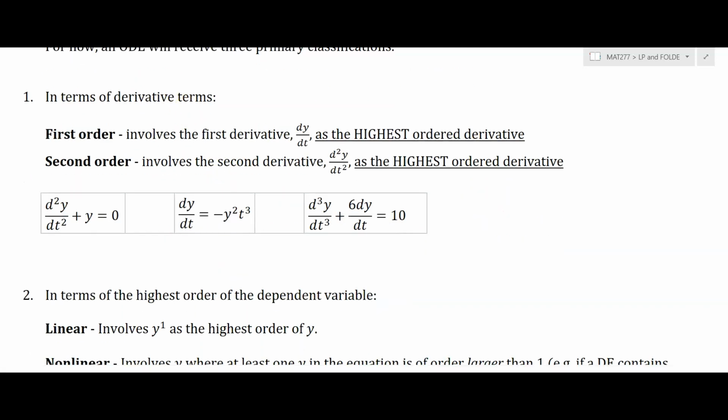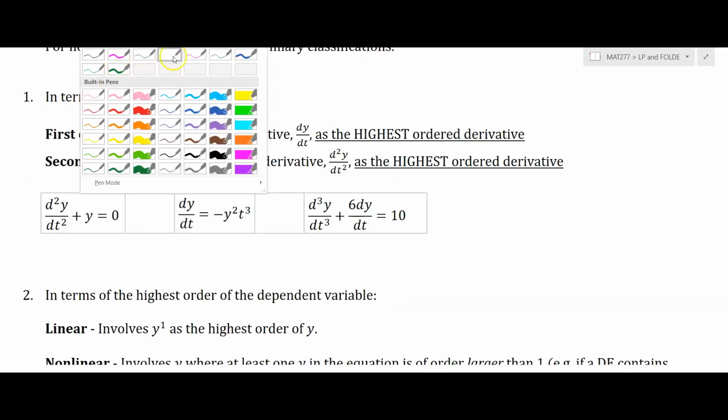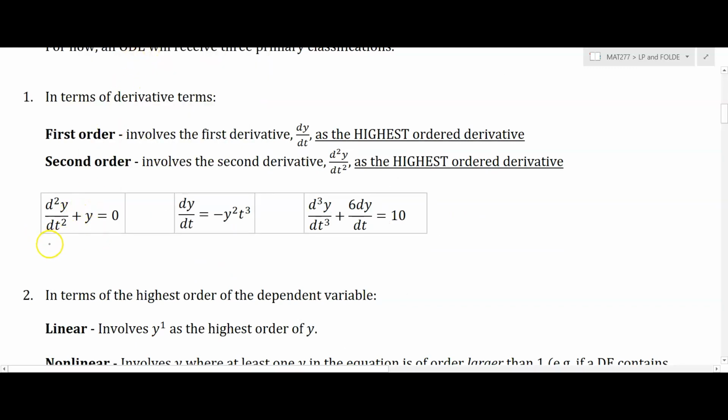So let's quickly classify what we have here. This looks like a second order, because the highest derivative is the second derivative. Here, the only derivative present is the first derivative, so this is first order. In this one we have the third derivative and the first derivative, but our classification of order is based on the highest derivative present, which is the third derivative, and therefore we call this third order.